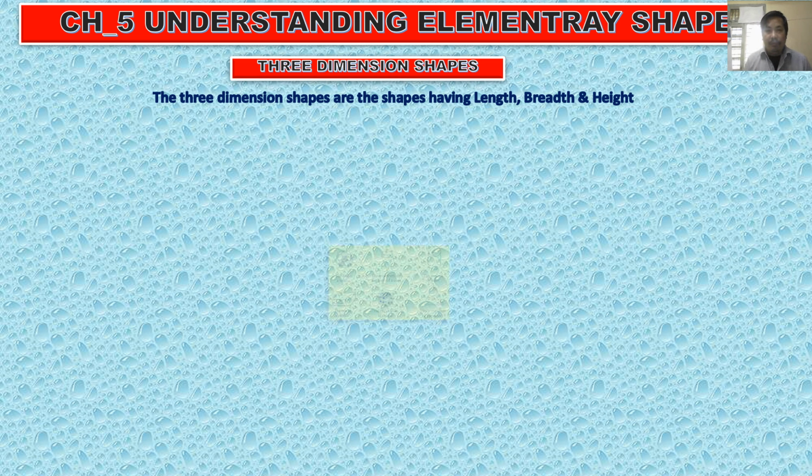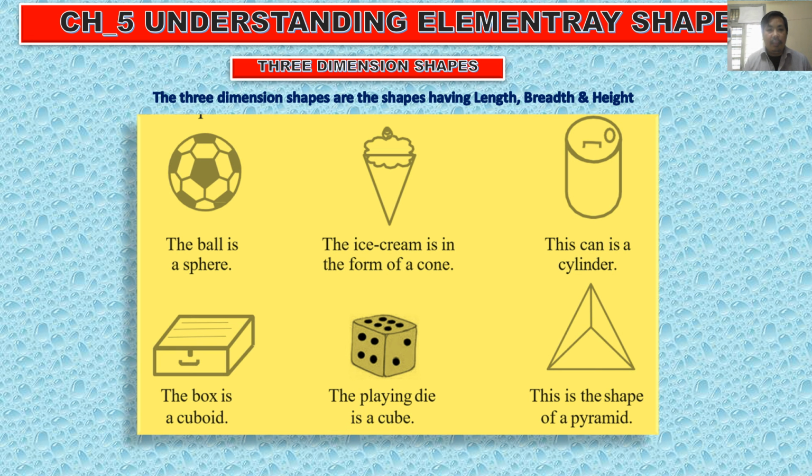Then we have some figures here of three-dimensional shapes. You can see a football, an ice cream cone, and a drum, isn't it? Or it is called a cylinder, and a box you can see. Then you can see a die, or a kind of shape called pyramids. So you see the ball is the shape of a sphere. Sphere is a kind of 3D shape.